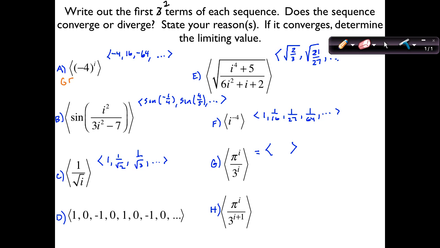Geometric. Gotta be on the lookout. Geometric and p sequences. R to the I. Any constant value to the I is geometric. Okay, and then 1 over I to the p is a p sequence.